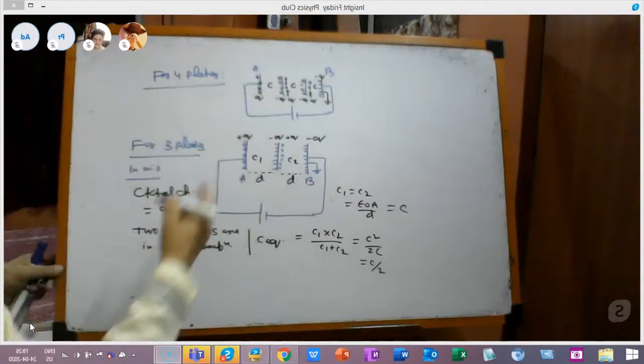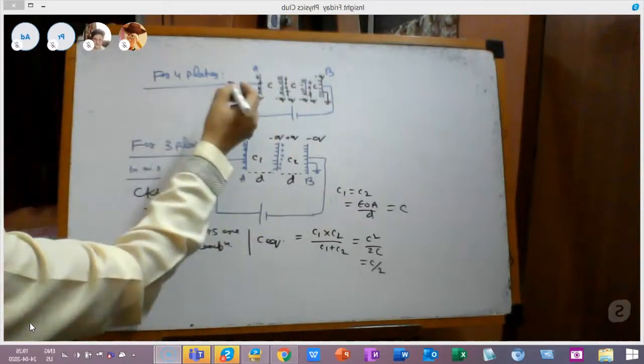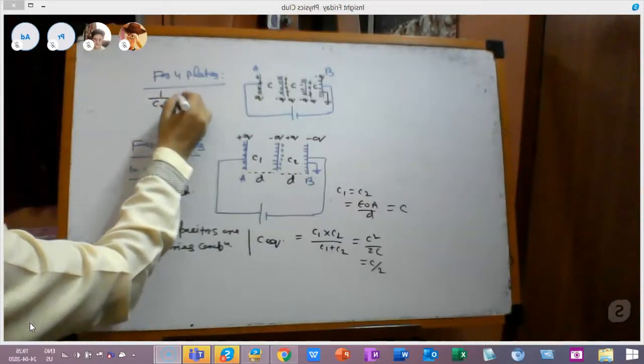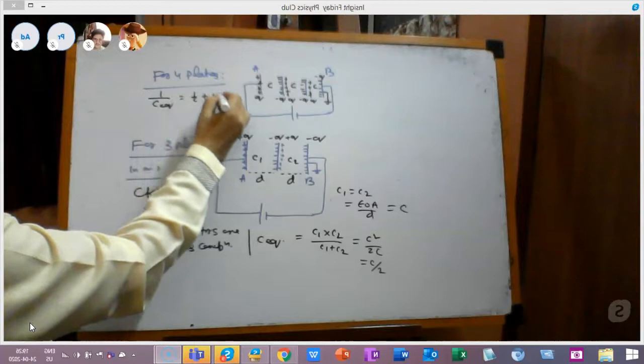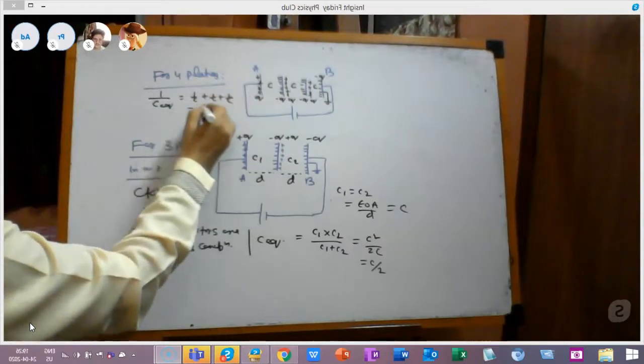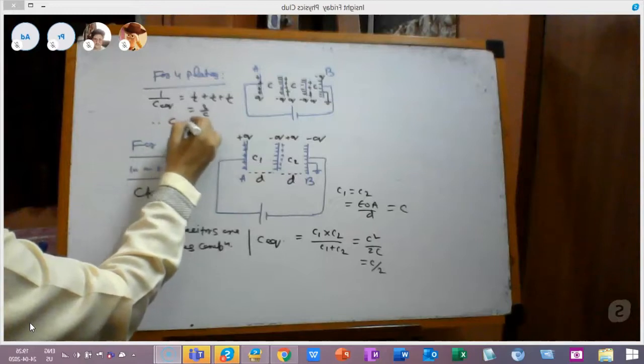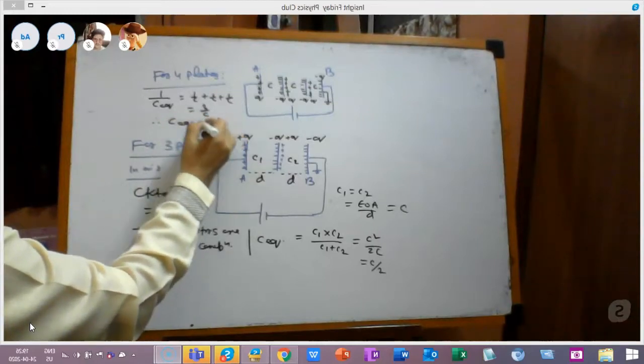So 3 plates are in series combination. So what will C equivalent be? 1 by C equivalent, I better find in this manner. This will be 3 by C. C equivalent is going to be C by 3.